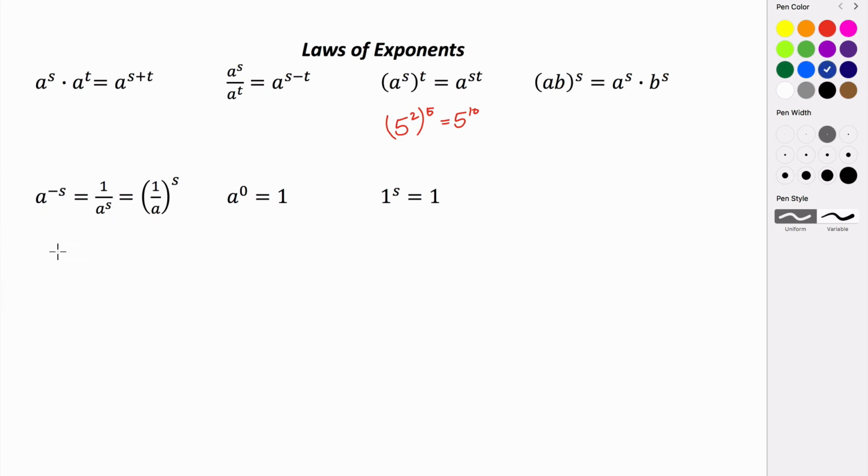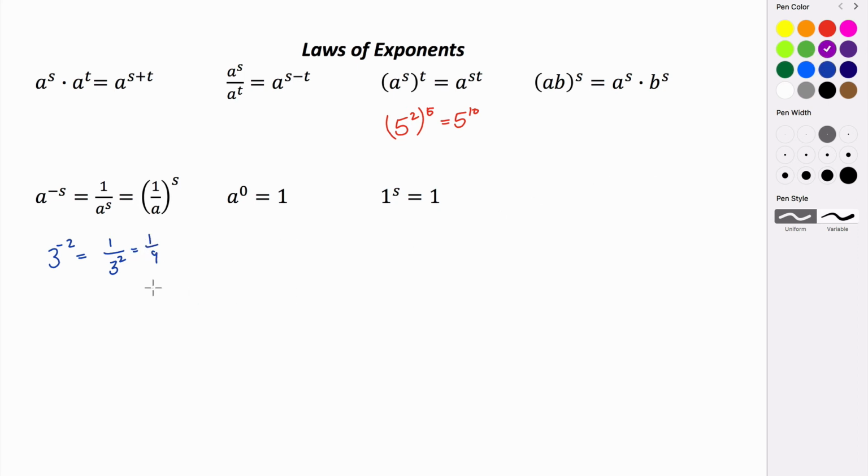So if you had, for example, 3 to the negative 2 power, we could say this is the same as 1 over 3 squared. So essentially you can think of negative exponents as causing our base to move either from the numerator to the denominator or from the denominator to the numerator. And then you make this exponent positive and you evaluate. So this would be 1 over 9.